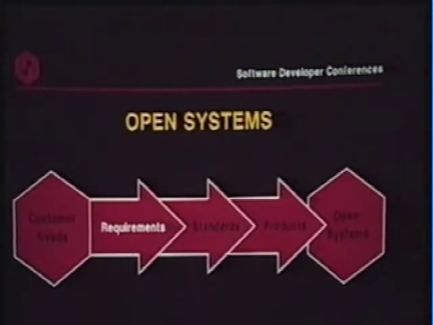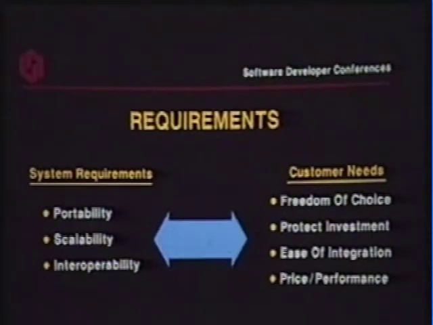Well, now that we've seen what the customer needs are, let's see if we can understand what the requirements are for systems to actually meet those needs. This slide enumerates the requirements for systems to meet the customer needs for openness. As we can see, the systems that will meet these customer needs possess the properties of portability, scalability, and interoperability. Let me just take a minute to define these words.